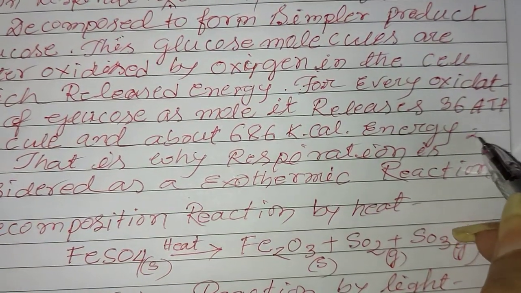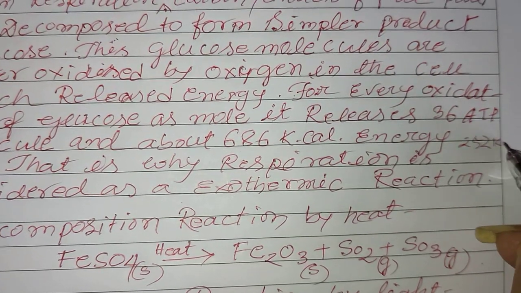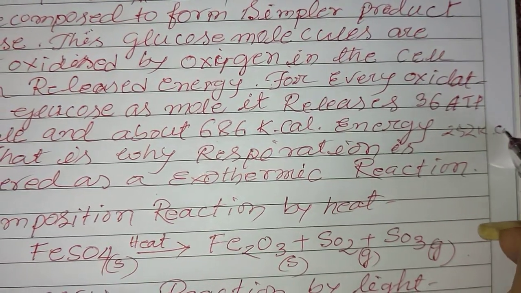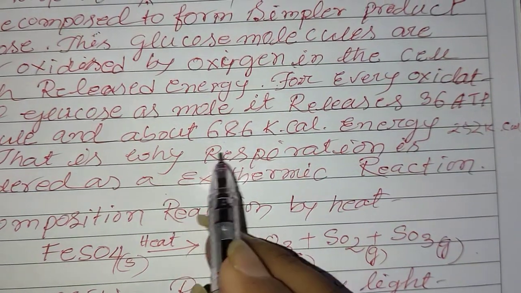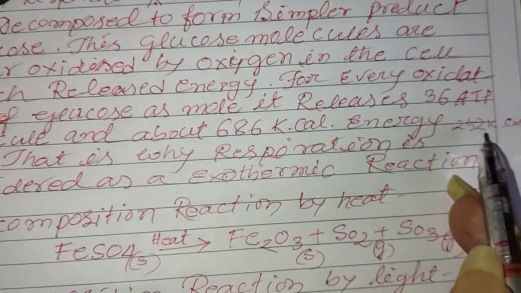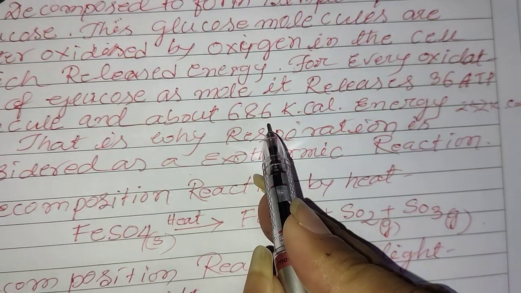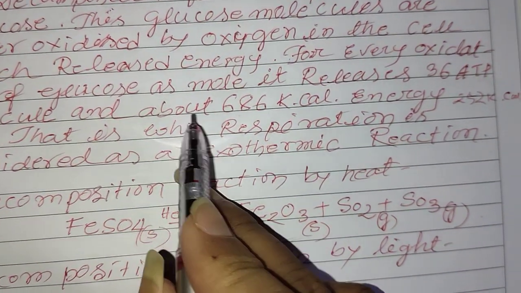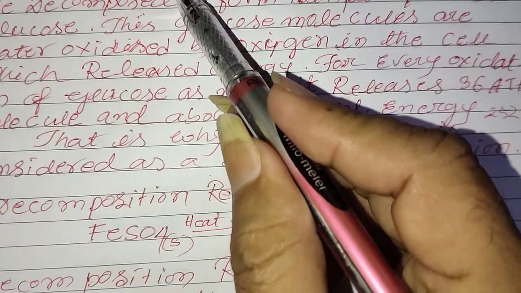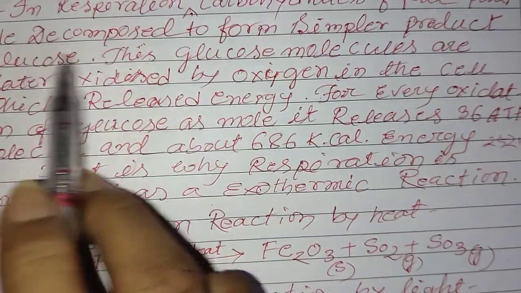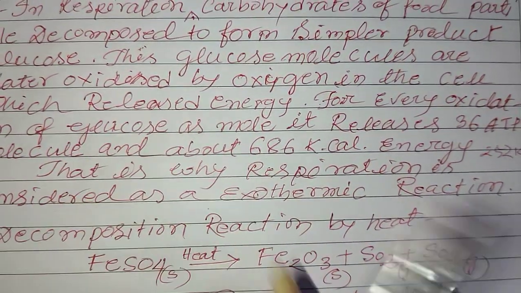Okay, 252 kilocalorie. But you may write this also, because this is the resultant and this is the main energy which is released from 1 mole of glucose. So you may write this in your answer.